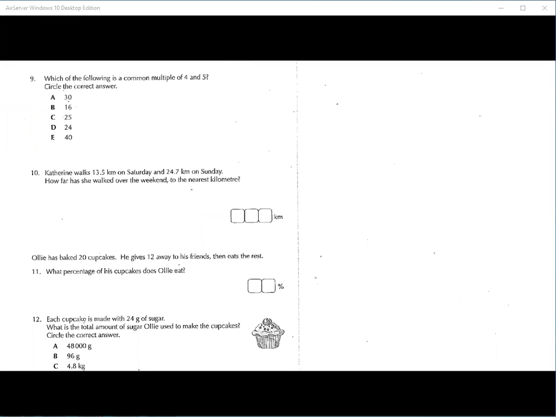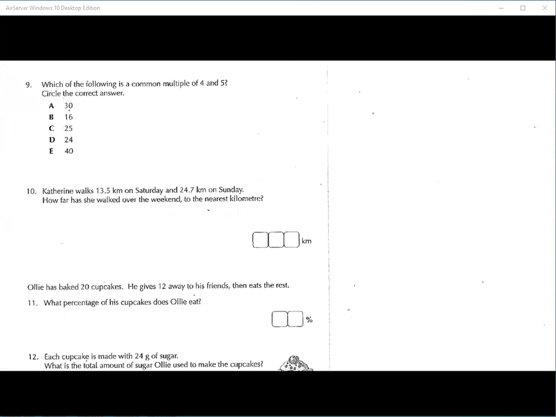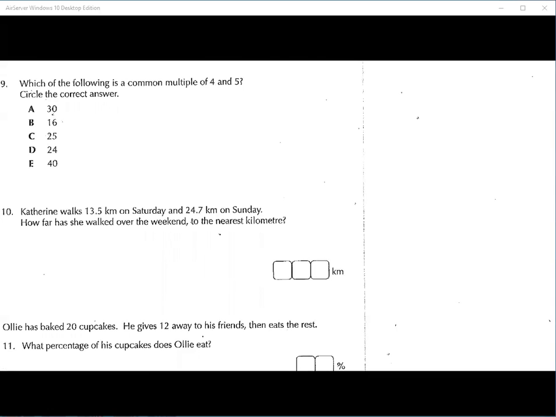Let's have Sarah, please. Question number 9. Which of the following is a common multiple of 4 and 5? Circle the correct answer. Okay. So can it be 16? No, because it just comes in the 4 timetable. Can it be 25? No, because it just comes in the 5 timetable.